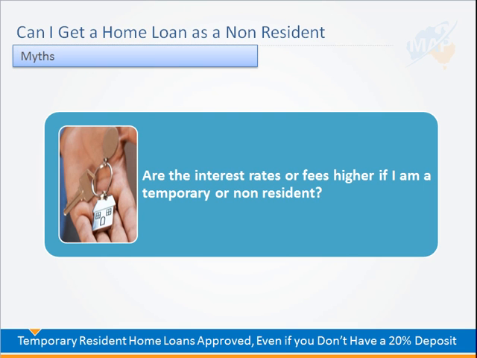So just some misconceptions busted. We're almost home. Misconceptions busted. Are the interest rates or fees higher if you're a temporary or non-resident? Definitely not. Interest rates are standard, very competitive.